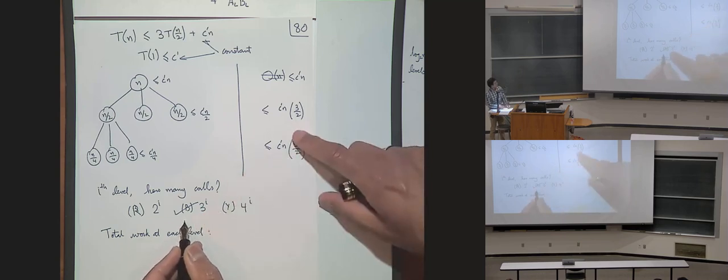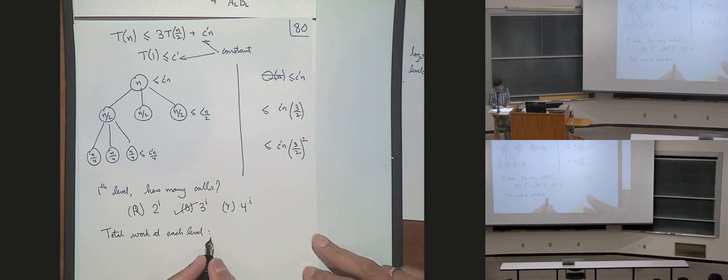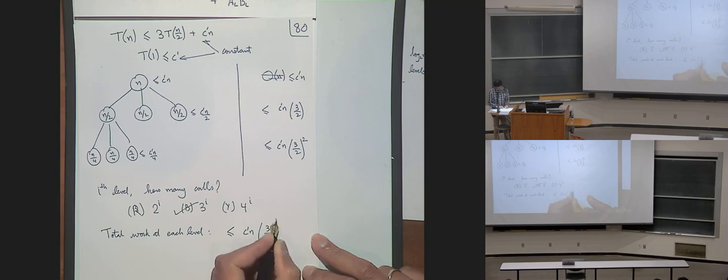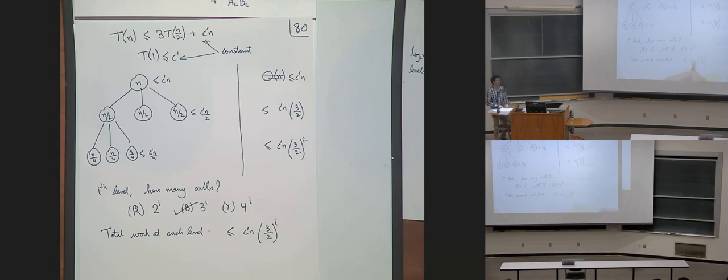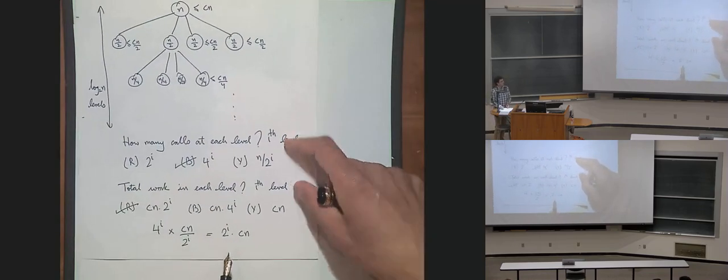Because the number of calls is going as 3 to the I, but the work per call is going down as 2 to the I. So you multiply them together, and the total work at each level is essentially some constant times 3 over 2 to the power I. Again, I put a different constant than the other one just to emphasize that this constant is different from what you had from the previous multiplication method. But it's just a constant. So it's also increasing exponentially, but with a lower rate.